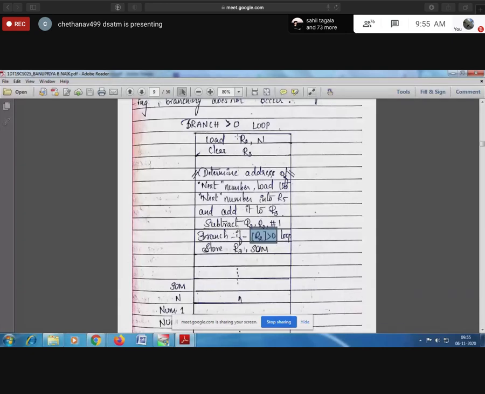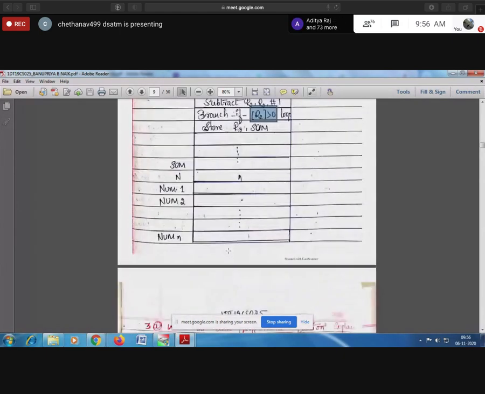Whenever R2 is 0, what's the meaning? I've added all the elements. First I'll take the 10th, next the ninth, next the 8th, next the 7th, like that. When all the elements are already added, you are going to get the final result. When R2 is equal to 0, it means I've taken all n elements and added them. By that time you can stop your execution. That is why you have to check the condition whether my R2 is greater than 0 or not. Okay, this is the correct program.